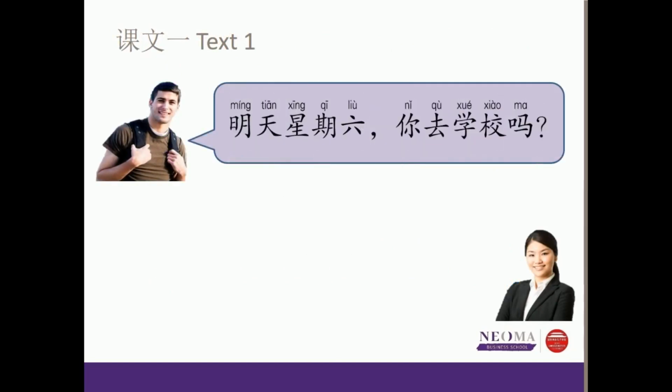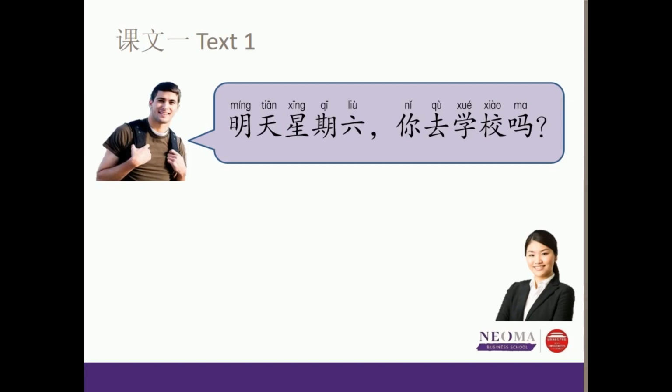Martin asked, 明天星期六，你去学校吗？Tomorrow is Saturday. Are you going to school? Do you know how to ask, are you going to school, in a sentence without 吗? We learned this. Yes, it is 你去不去学校？你去不去学校？Okay?